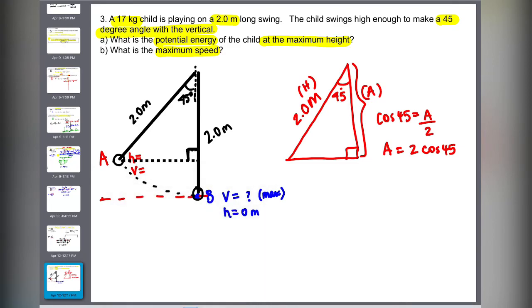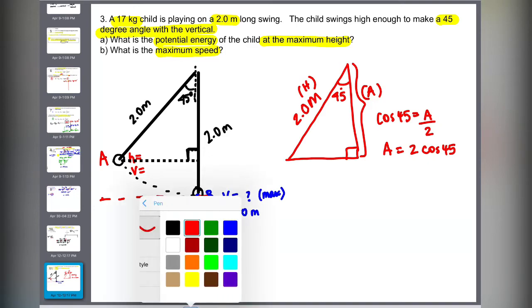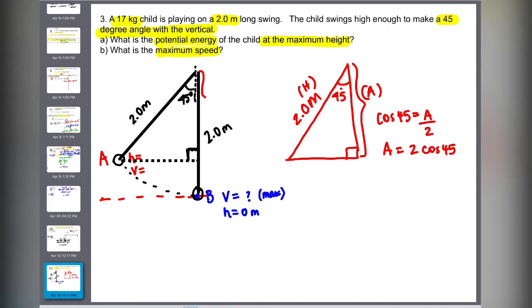So let's put it back now. I need height to be 0. I need to work out what is the height at point A. I know the whole length is 2, but I also do know that this part is 2 cosine of 45. And I need to figure out what is the height from 0 to point A. So that part is going to have to be the total 2 meters minus 2 cosine of 45.